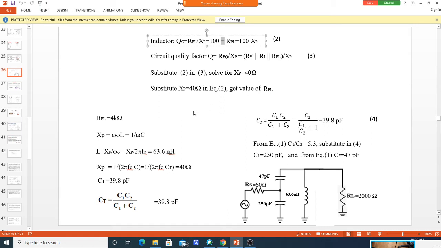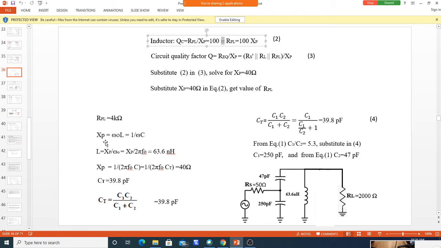So this XP is also equal to RPL. If you substitute here, we will be getting this RPL. XP we got as 40 ohm, so you put that in this equation, equation 2. You will be getting RPL, that is equal to 4 kilo ohm.